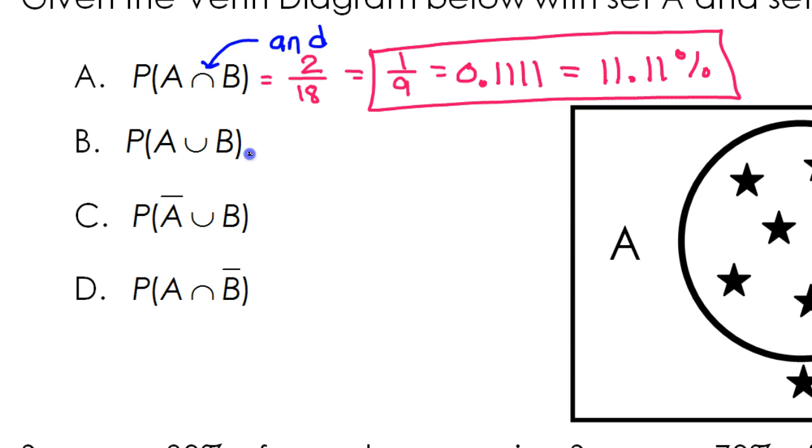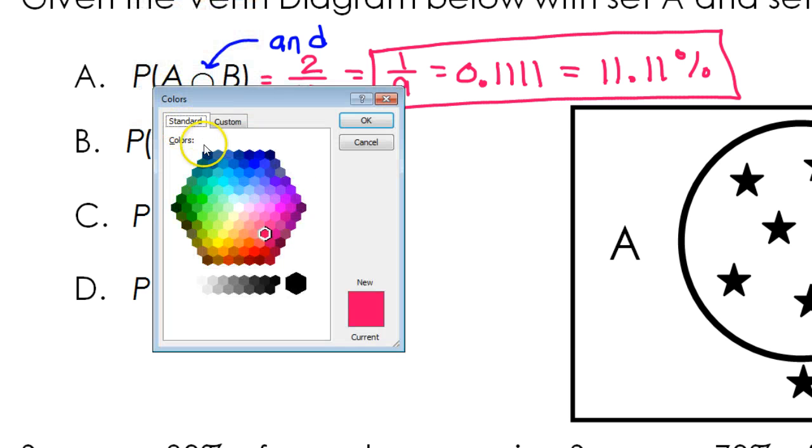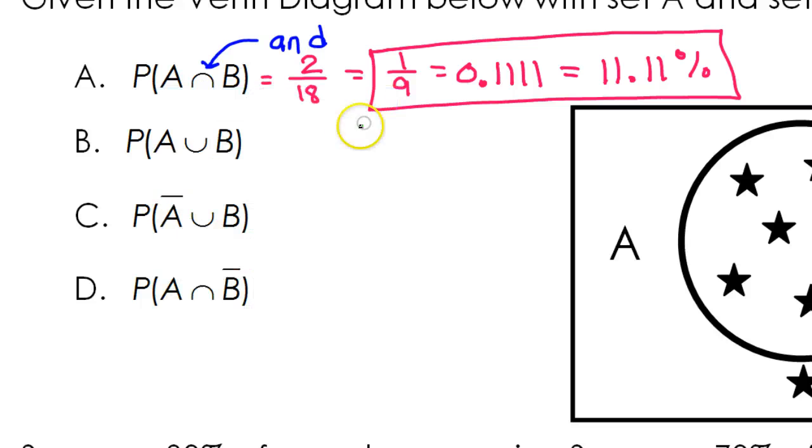Alright, so that's the answer for A. Okay, let's move on to B. I'm going to change to purple to keep it separate. Now this symbol, of course, is the symbol for union, and the word for that is OR. So we want the probability of A or B.